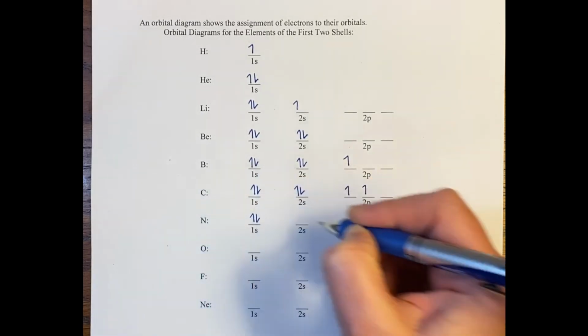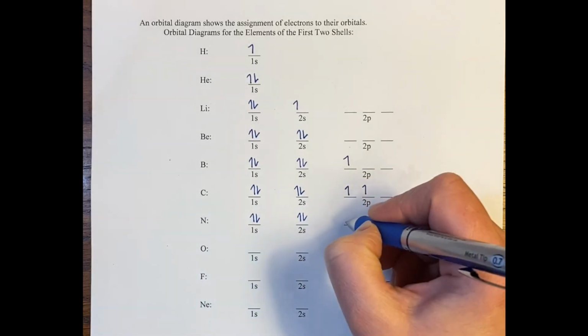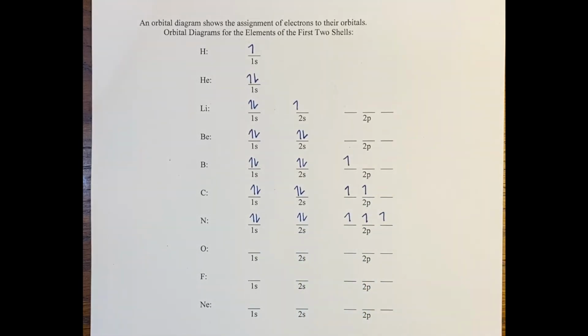Electrons 1 and 2 go into the 1s orbital, 3 and 4 go into the 2s. Electrons 5, 6, and 7 get spread across those degenerate 2p orbitals. For oxygen, I need to place 8 electrons.